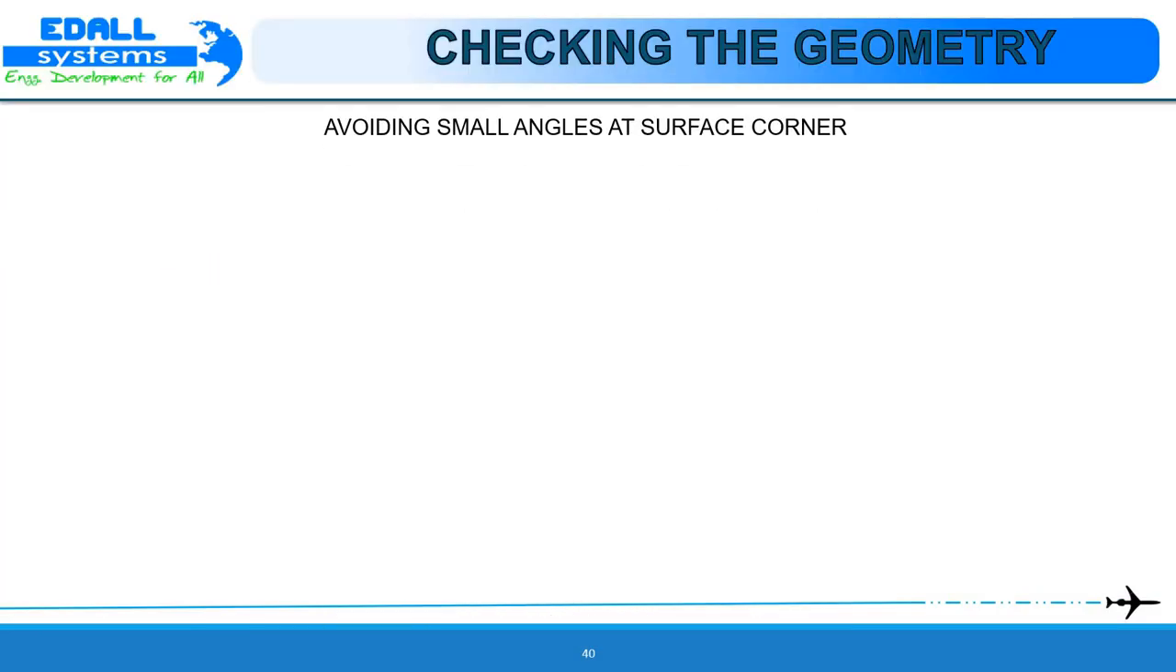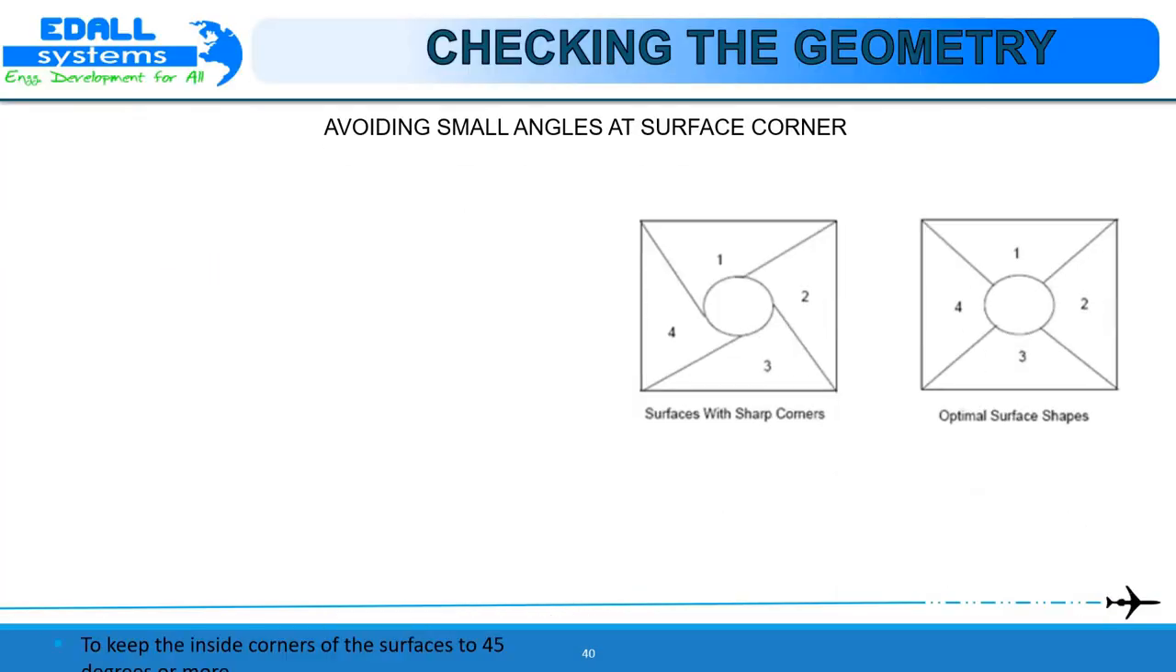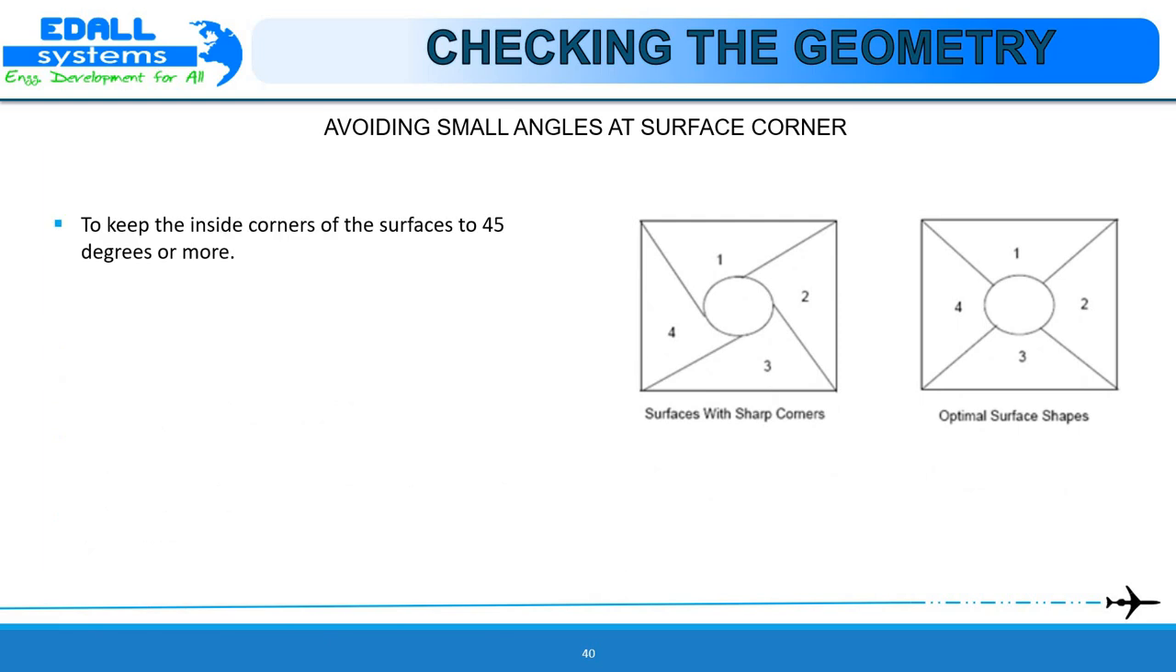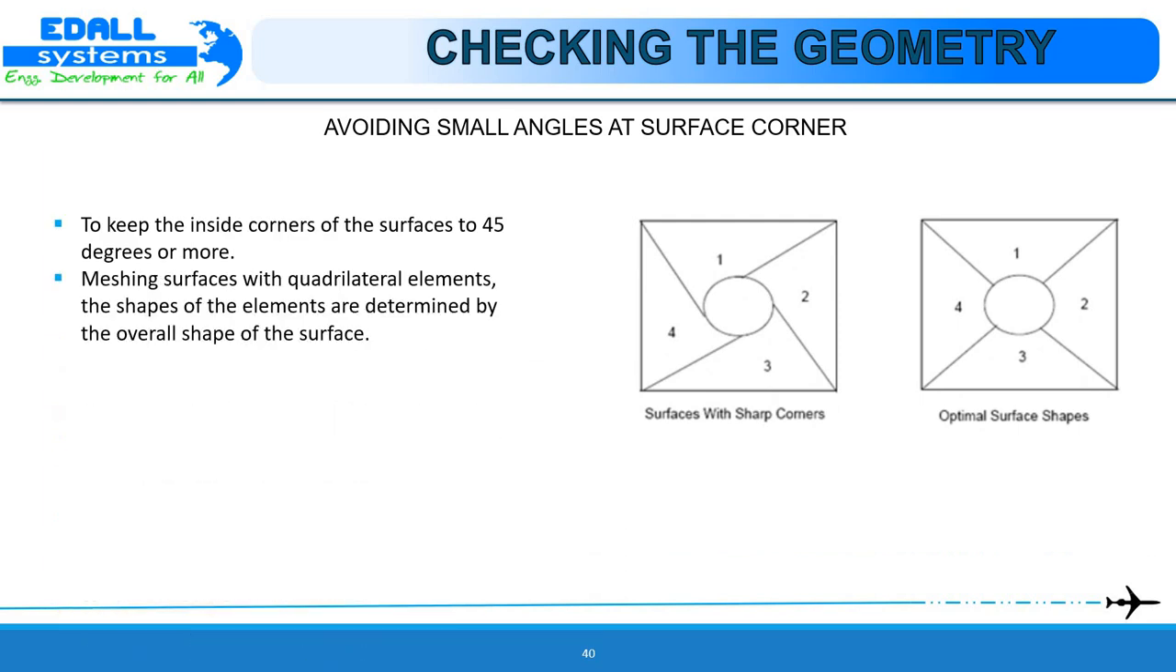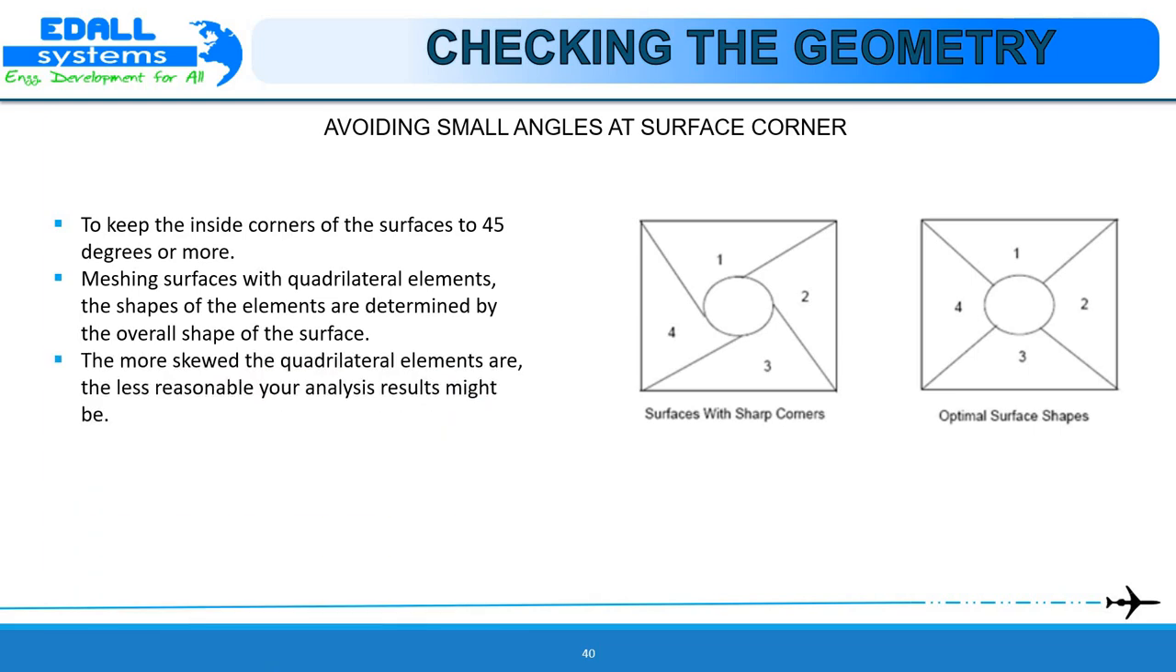Avoiding small angles at surface corners. Try to keep the inside corners of surfaces to 45 degrees or more. The reason is that when you mesh surfaces with quadrilateral elements, the shapes of the elements are determined by the overall shape of the surface. The more skewed the quadrilateral elements are, the less reasonable your analysis results may be.